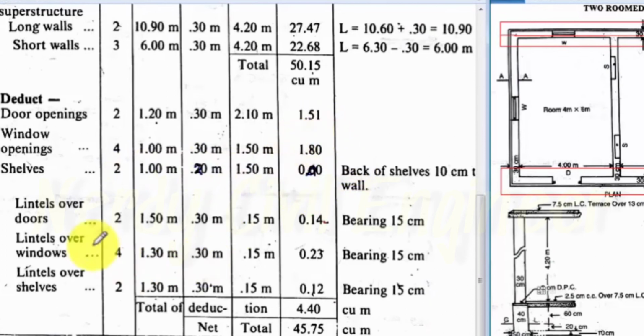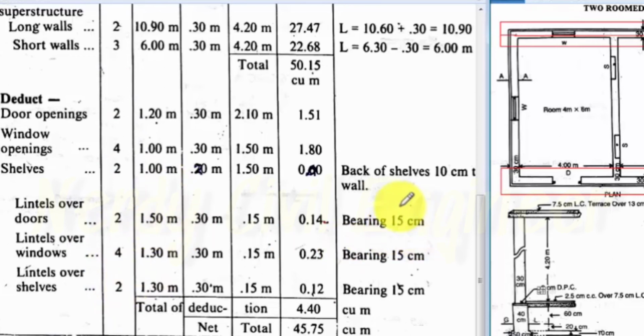So now, after finding out the quantities, there are the lintel over doors, lintel over windows, and lintel over shelves. These will be deducted from that, because lintels will be placed above all the openings, so we have to reduce those lintel works, and the numbers will be the same as that of the openings. There will be 2 for doors, 4 for windows, and 2 for shelves.